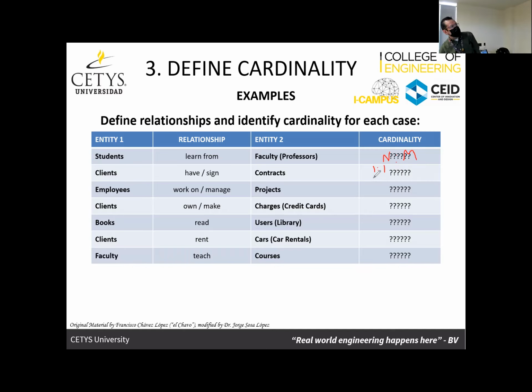Then it could also be a one-to-many, where one person can sign many contracts, but each contract is only signed by one person, so that's a one-to-many relationship. And we could also have a many-to-many relationship here, depending on the situation.